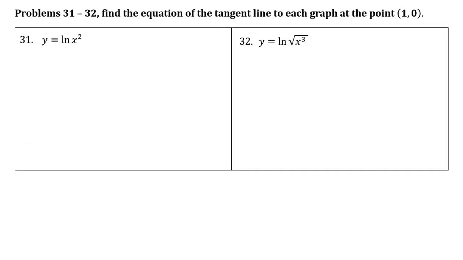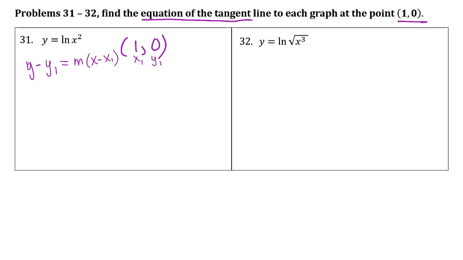Alright, so for this next problem, we are asked to find the equation of the line tangent to the graph at the point 1, 0. So I'm going to put 1, 0 over here. So that equation of that tangent line, that's still going to be our point slope formula that we used on the last material. So we still need that y minus y1 equals m times x minus x1. This is our x1 and our y1.